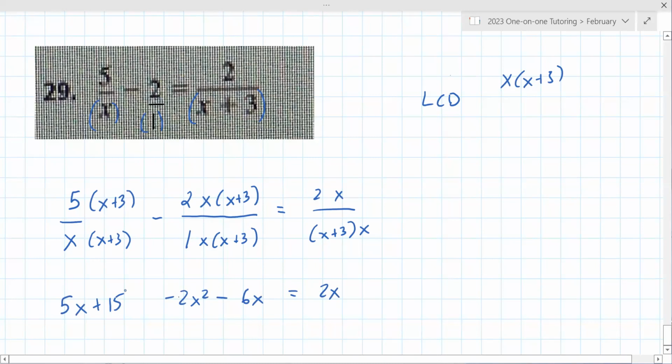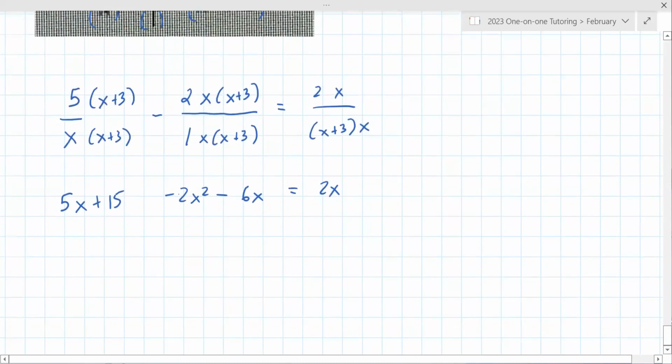Okay. So maybe it's a little odd when the x squared is negative. So you can move everything to the right if you prefer. I would recommend getting rid of the negative by doing that. It's up to you though. Yeah, we can do that.